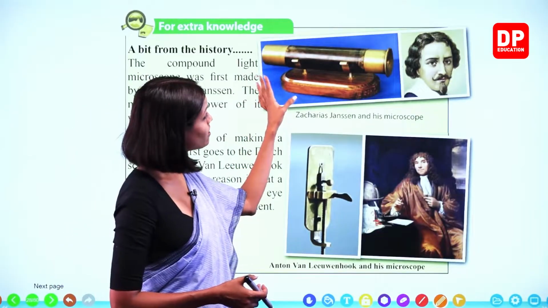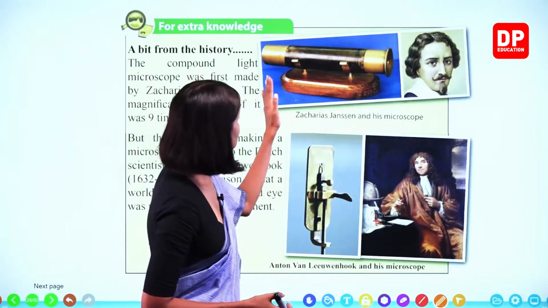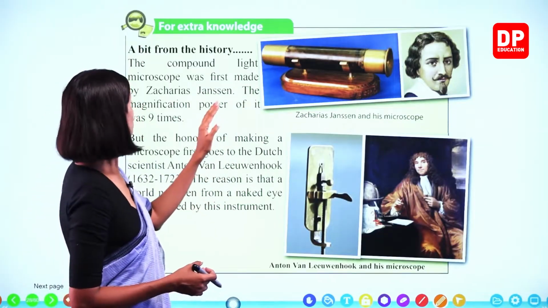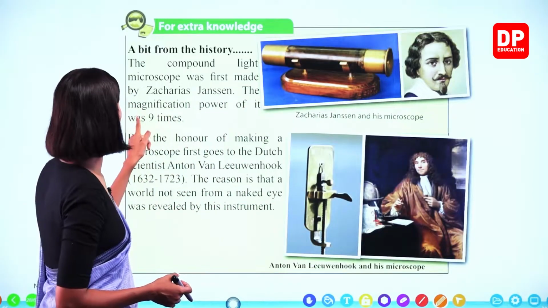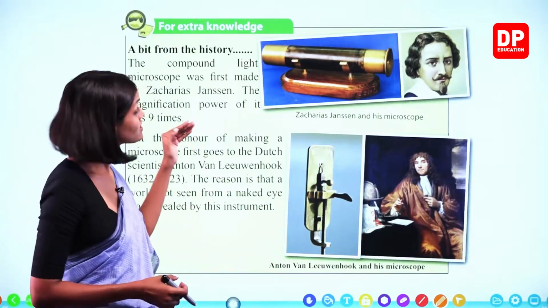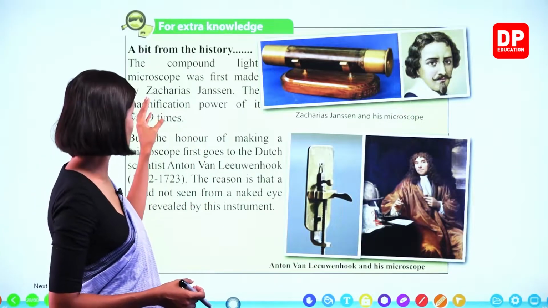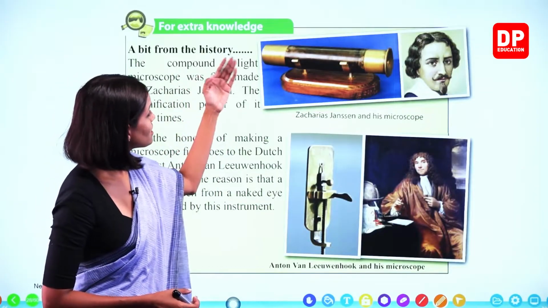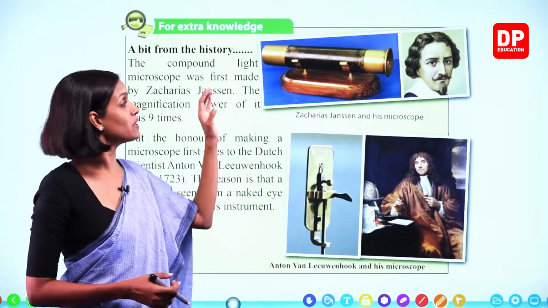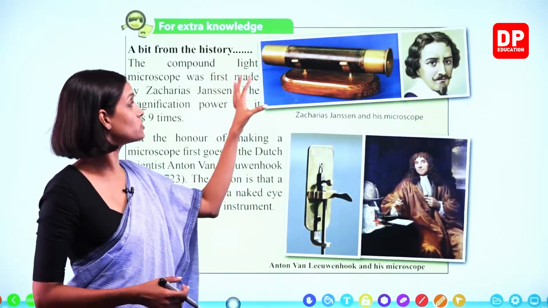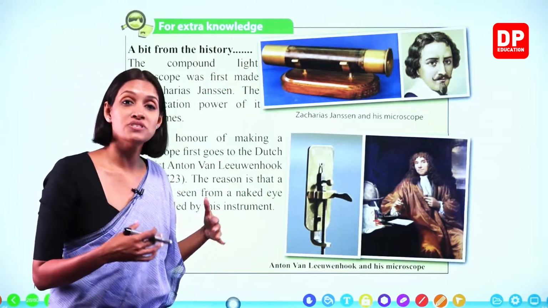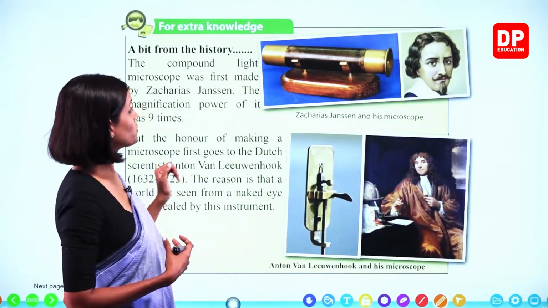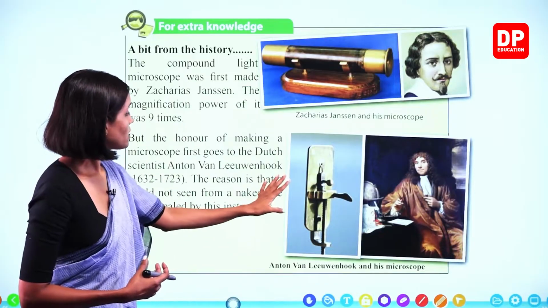But what he made was not a very developed one. Zacharias Janssen was a Dutch spectacle maker, right? The magnification power of it was only 9 times. Even though the magnification is very low, still he introduced this one, and because of that the other scientists could develop it and increase the magnification of the microscope. Okay, so here look at this one.